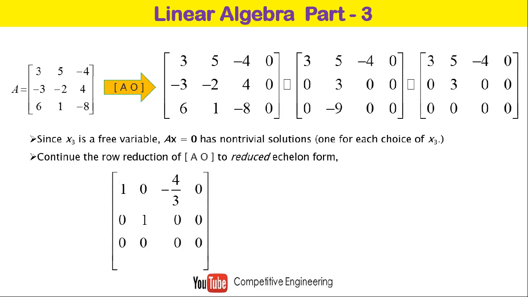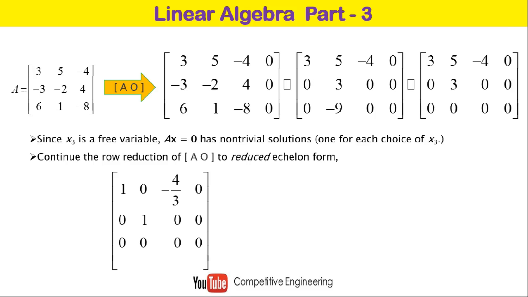I want to convert the second row's first element, minus 3, to 0. So I can add the first row and the second row so that it becomes 0. Adding the first and second rows, I get 3 plus minus 3 is 0, 5 plus minus 2 is 3, minus 4 plus 4 is 0, and 0 plus 0 is 0.